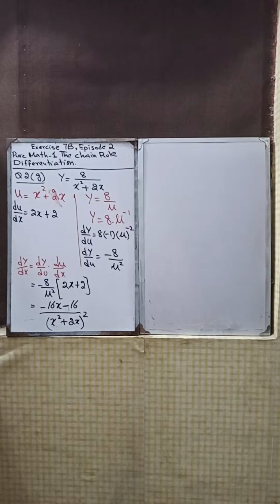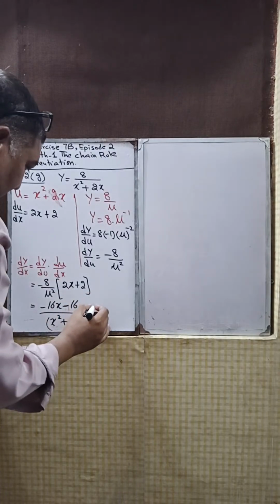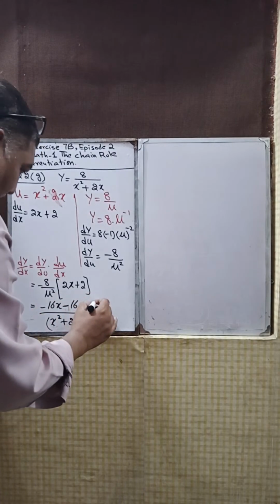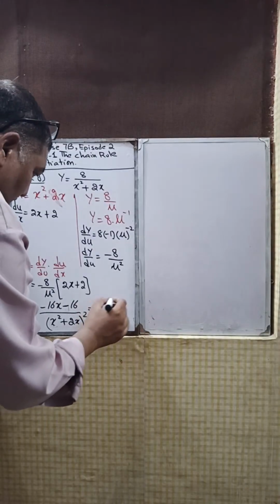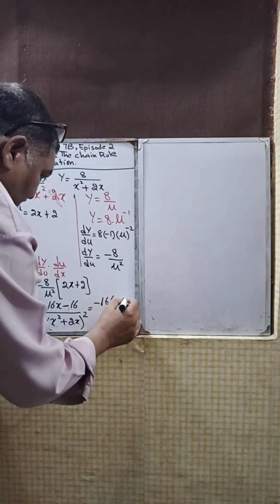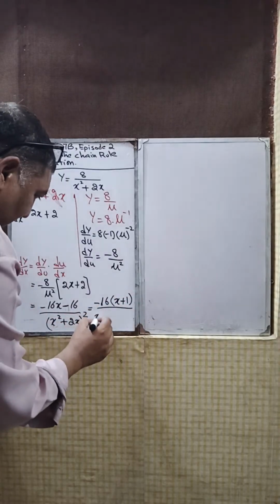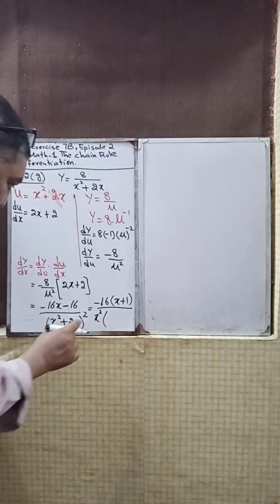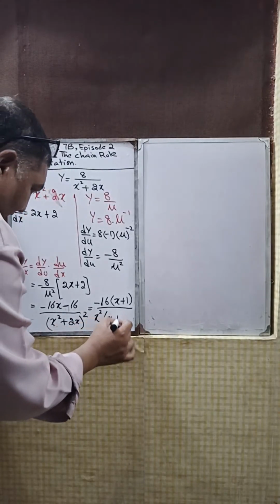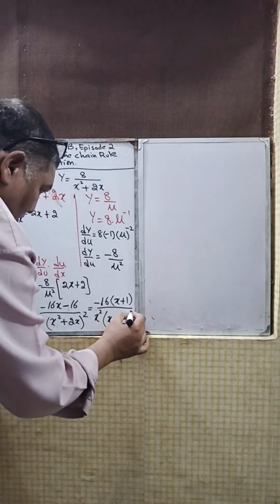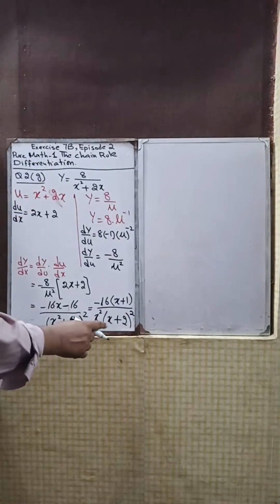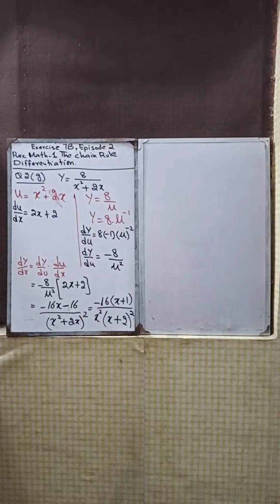Yes, we can take this x square. The answer they wrote is like this. They took minus 16 common, and they write it like x plus 1. And from here they took x common, but when it comes outside, it becomes x square because of this square. So here you will have x plus 2 whole square. This answer is also good, but the book wrote the answer like this.